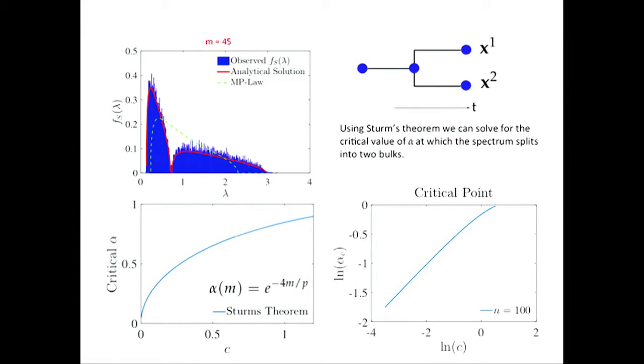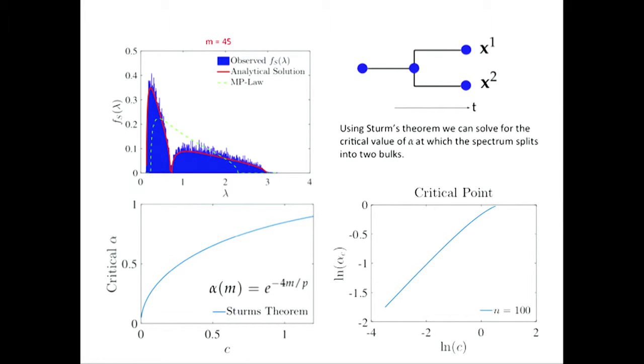And of course, we also have this phenomenon where these two bulks split apart. And again, using Sturm's theorem, we can solve for how this critical value at which they split changes as a function of these parameters alpha, and this is the concentration, so it's a ratio of the number of variables to the number of samples. And so we can see that essentially, this critical value at which they split apart seems to look something like a square root.